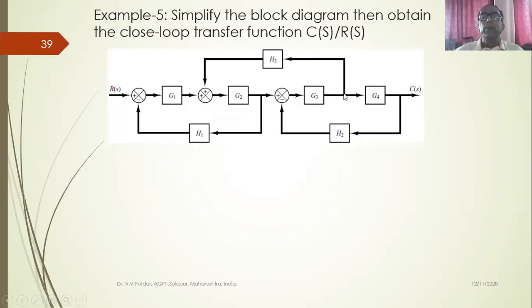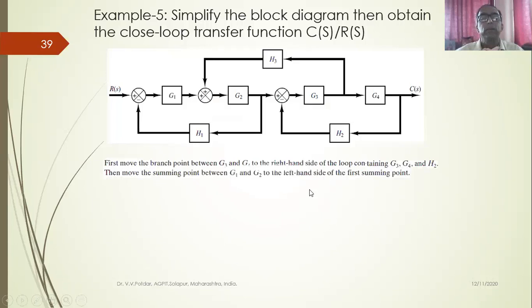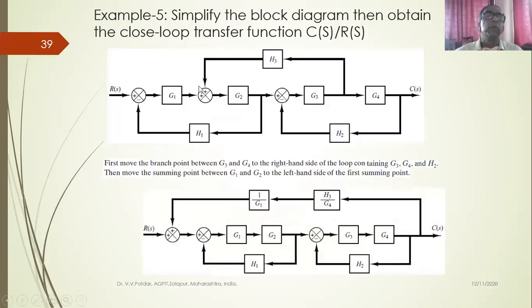This summing point can be moved beyond this block so that G4 is coming inside. I can solve this loop first, and then I can move this summing point beyond this block, and I can bring this block G1 inside the loop. See, so the summing point is moved here beyond this summing point. Once this G1 comes inside the loop, I should multiply the feedback loop by 1 by G1.